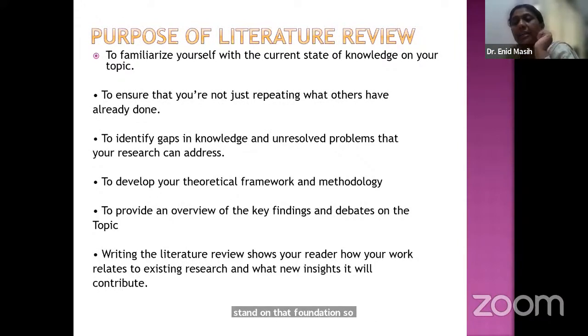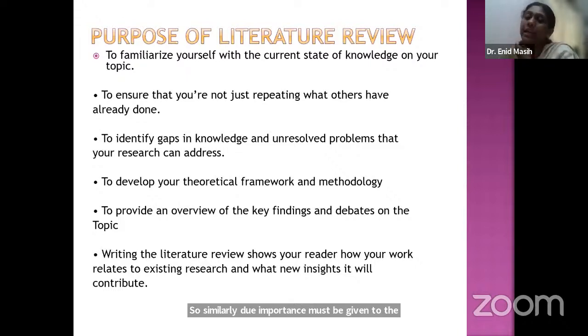Similarly, due importance must be given to the literature review also. We must give proper time to the literature review so that the gaps are properly identified, and then the framework and methodology of the study can be properly developed. It provides an overview of the key findings and debates of the topic, and shows your reader how your work relates to the existing research and what new insight it will contribute.